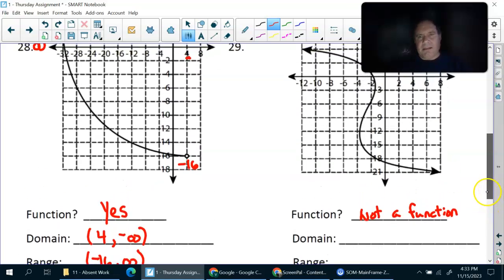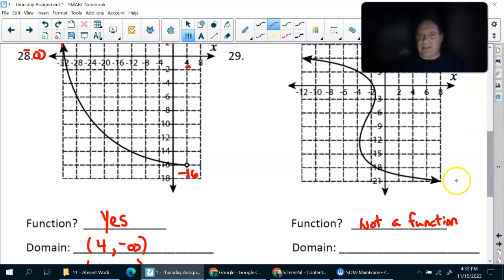The domain is the list of all x's. So we're going to go all the way over here. This is negative on the x-axis. This is negative infinity. And you see this arrow? It's going to go in this direction the whole time. So it's positive infinity. So you have negative infinity, positive infinity, and you have the parentheses around that.